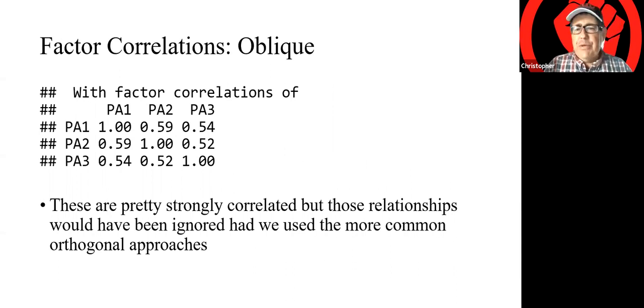Those relationships really would have been ignored if we had used the more common orthogonal approaches. So another good argument for using an oblique rotation. At minimum, if you don't know what you're looking at, I would try it both orthogonally and obliquely. If you have very weak correlations using oblique, then it's reasonable to use orthogonal. But here we can see our factors are really strongly related and should definitely be examined using an oblique method.